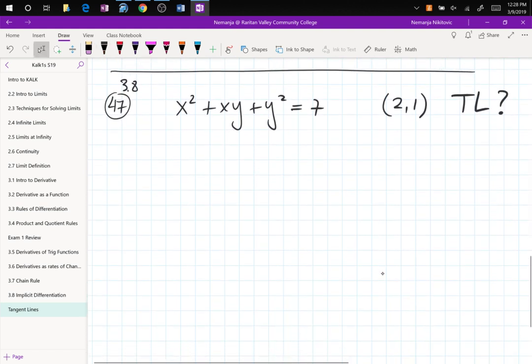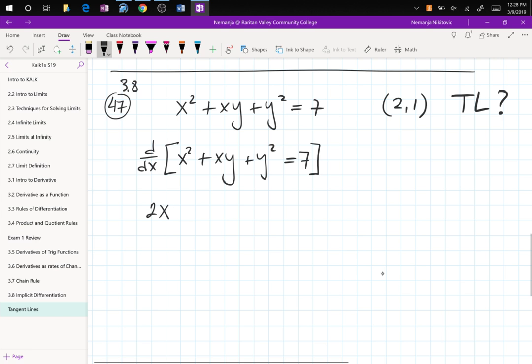Well, step number 1, find the derivative, and you have to use implicit differentiation in this case. So the derivative of x squared plus xy plus y squared equals 7. Derivative of x squared is 2x. And now we have the product rule. So copy the first, derivative of the second, plus copy the second, derivative of the first is 1, so we don't have to write it. Plus 2y, again dy dx, because we are looking for the derivative of y with respect to x, equal to 0. So this is our derivative.